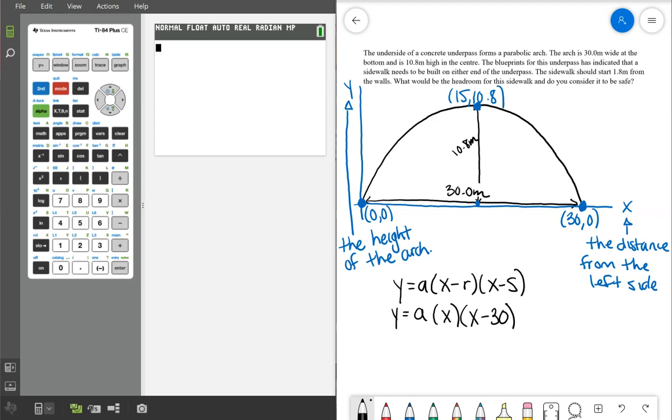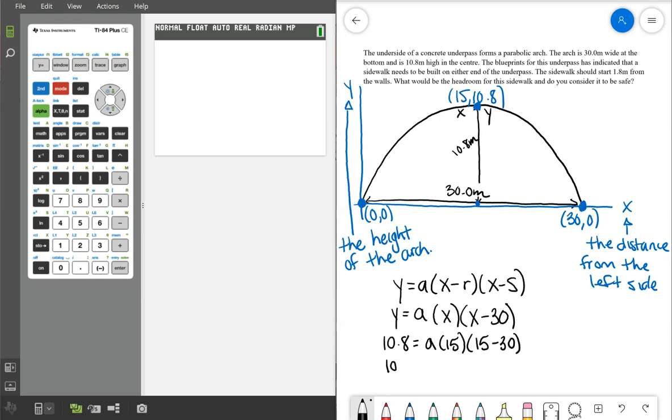So I need to input a coordinate in for x and y. What's good about this problem is that we've been given the vertex, which is just a coordinate of x and y. So we're going to plug that in. We're going to use 15 as our x value and 10.8 as our y value. So we'll have 10.8 equals a times, the x is 15, and we have 15 minus 30.